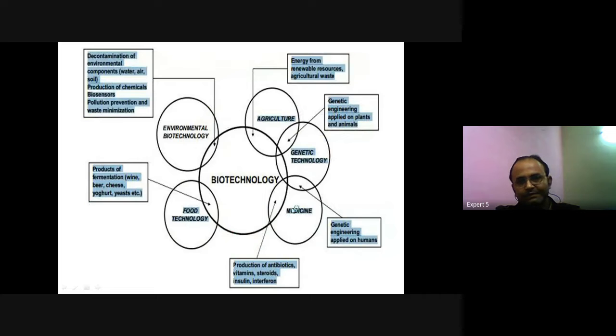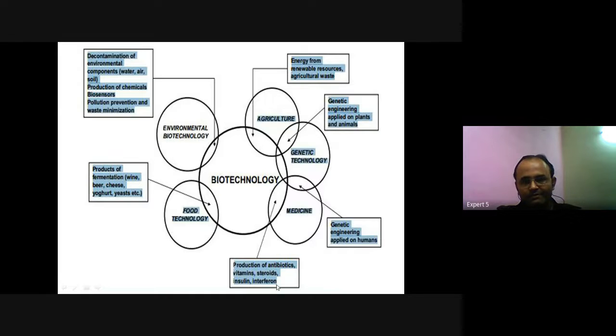Actually, genetic engineering is a part of biotechnology, because genetic engineering provides different types of tools which are used in biotechnology, and the applications of biotechnology and genetic engineering are similar. Genetic engineering may be applied in the agricultural field, the genetic technology field, the medicine field, the food technology field, and the environmental biotechnology field for different purposes.